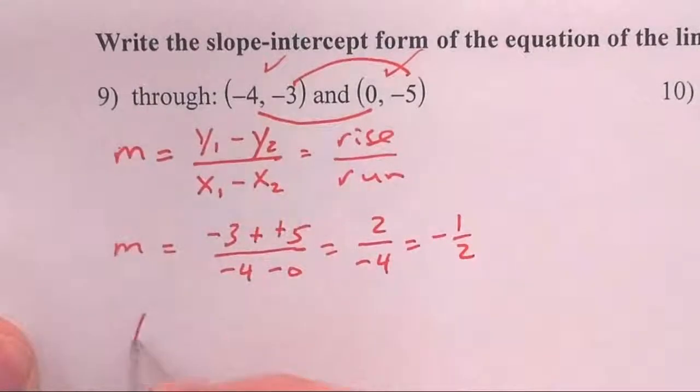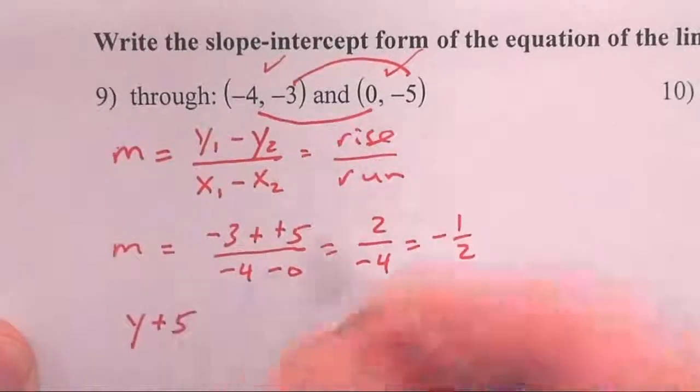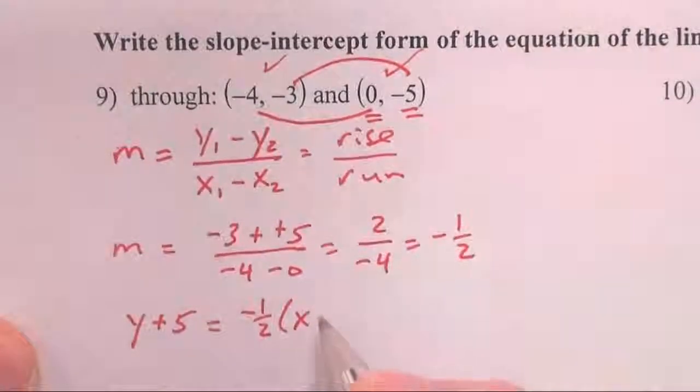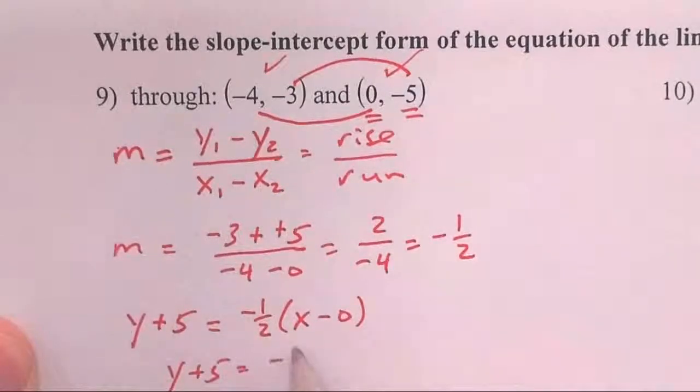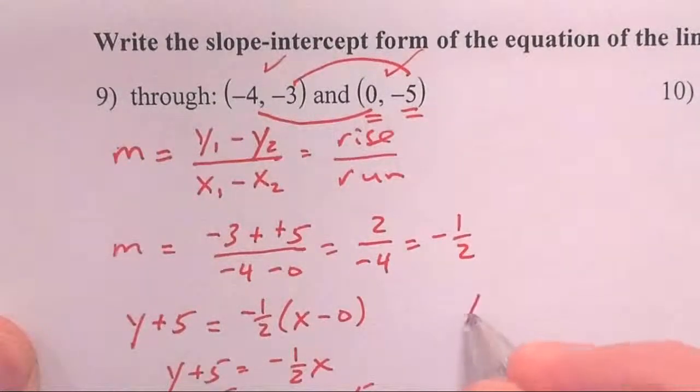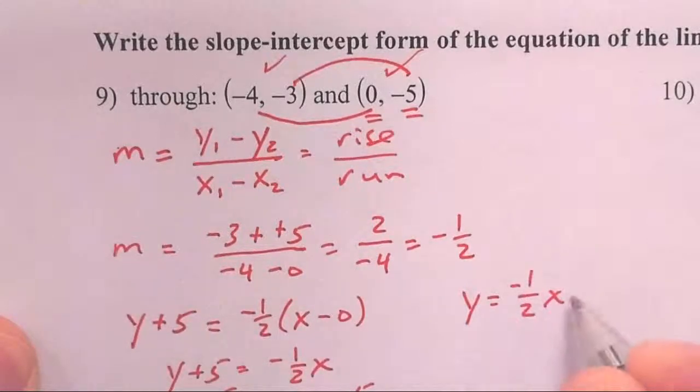There's a little gift, 0, there. So y minus a y coordinate, that's y plus 5, equals -1/2 times x minus an x coordinate, x minus 0. I get y plus 5 equals -1/2 x. If I subtract 5, I'm left with slope-intercept form of y equals -1/2 x minus 5.